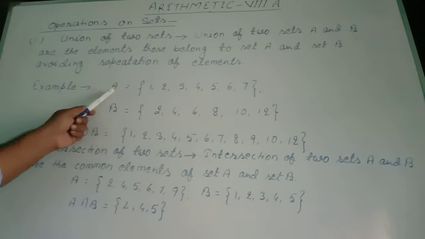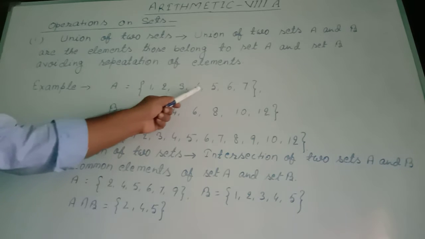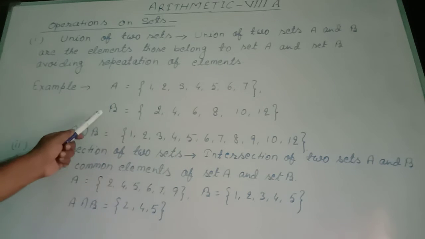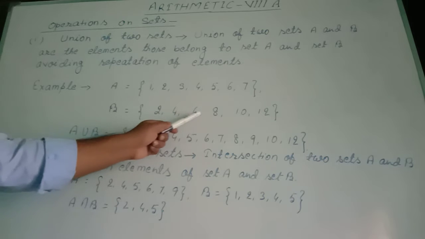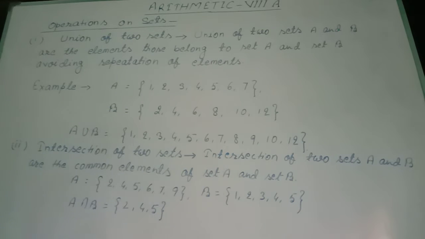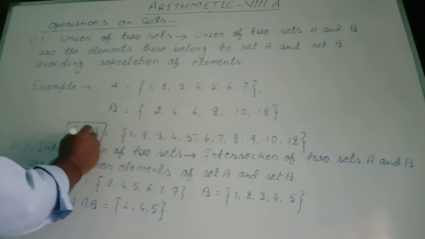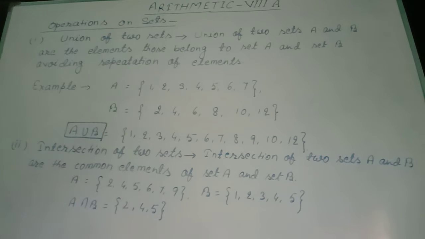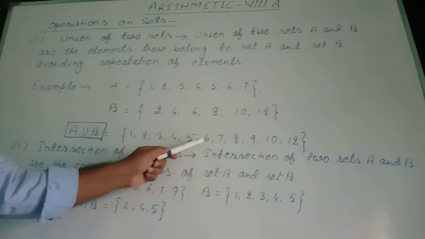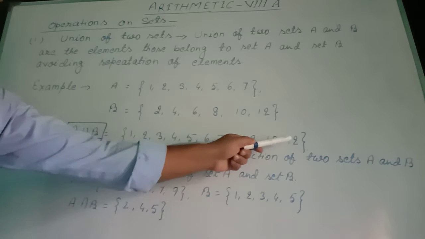Example, if set A equals 1, 2, 3, 4, 5, 6, 7 and set B equals 2, 4, 6, 8, 10, 12, then we write A union B. This is the denotation or representation of the union of two sets A and B, which is equal to 1, 2, 3, 4, 5, 6, 7, 8, 10 and 12.